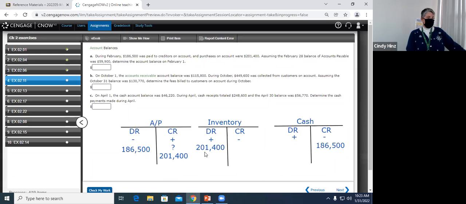What happened in the first transaction? Our asset inventory went up, but our liability accounts payable also went up. So our equation stayed in balance. An asset and a liability both increased by the same amount.